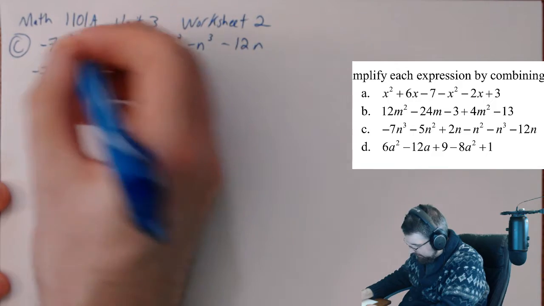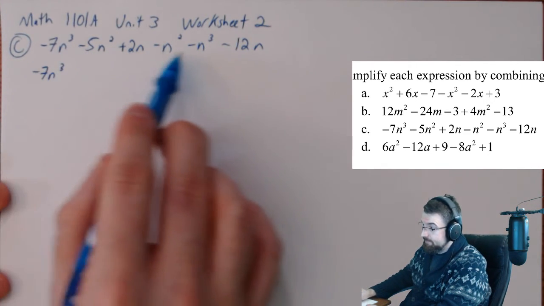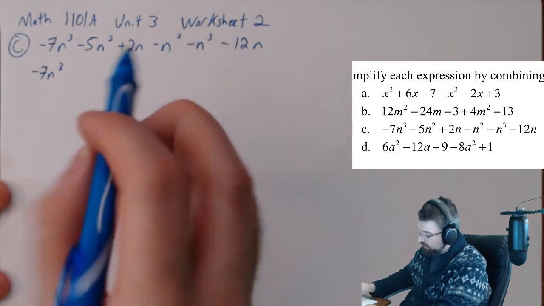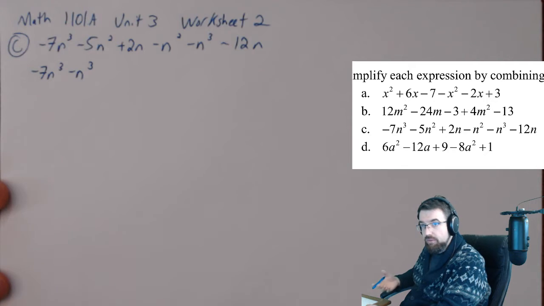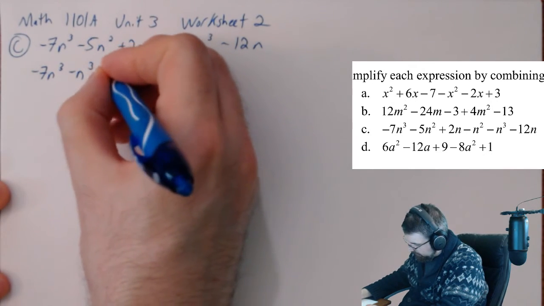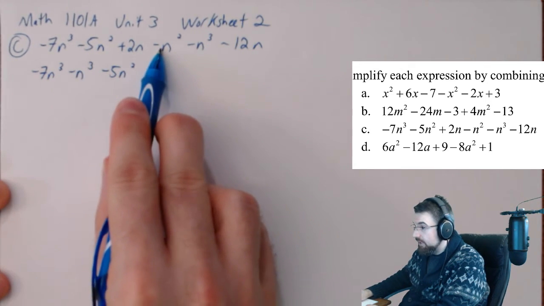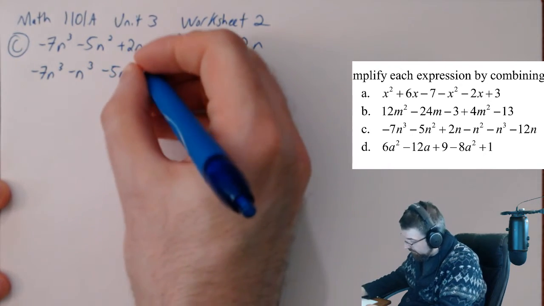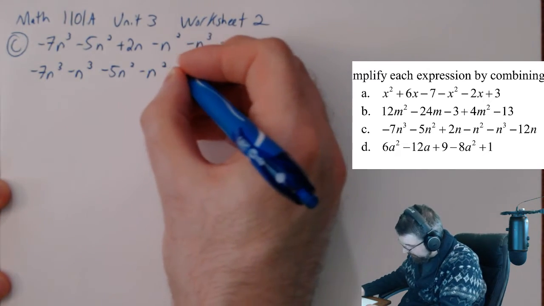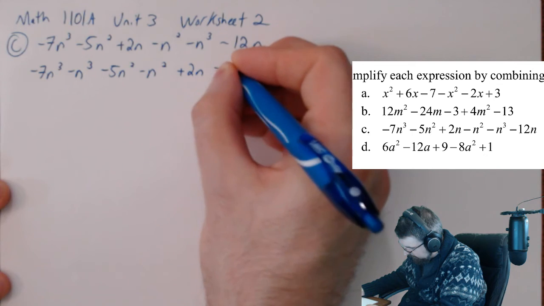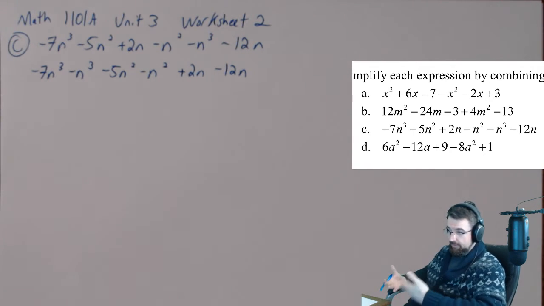So the n cubes are similar. There's negative 7n cubed here and negative n cubed here. So I'll write those down. Now I'll do the squared ones. So minus 5n squared from here, and then this one here also has a negative n squared, so it's going to be a minus n squared there. And then we have our linear ones. So we have a plus 2n minus 12n. So all I've done in this step is just rearrange them.